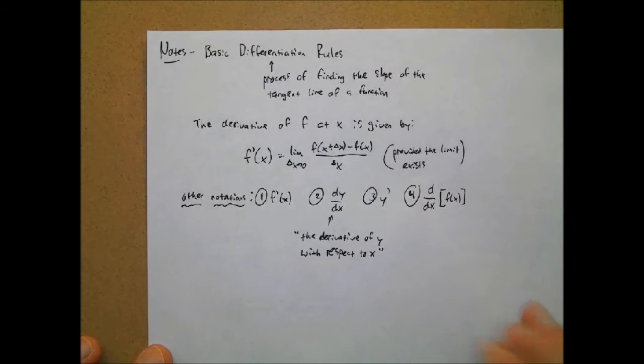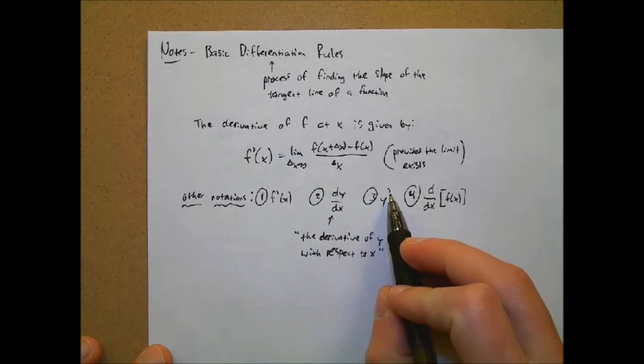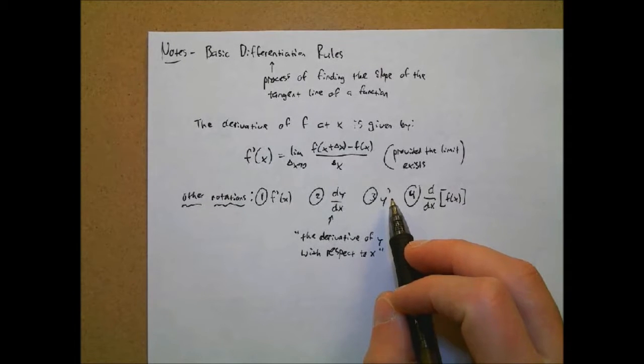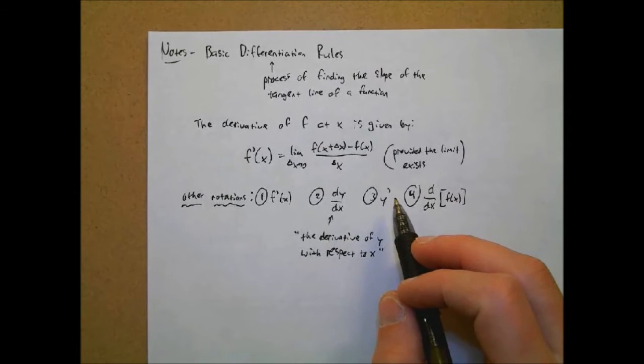This right here? It's an apostrophe. It's supposed to be an apostrophe. So it's just like y prime. So y prime is how you read that, like prime.